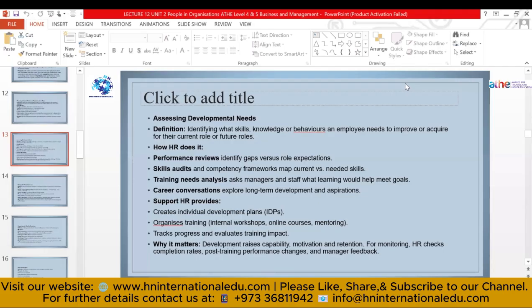Then create individual development plans, IDPs. These are now very common in organizations, where we focus individually on the employees, on what they are lacking and what skills they possess best, so we can work on them accordingly.